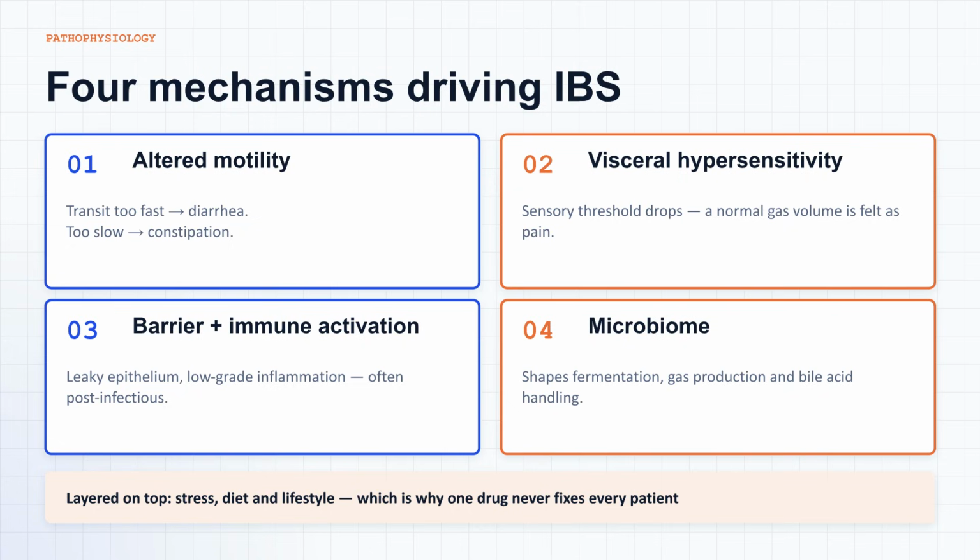Second, visceral hypersensitivity. A normal volume of gas is felt as pain because the sensory threshold has dropped. Third, a leaky epithelial barrier with low-grade immune activation, often beginning after an episode of gastroenteritis. Fourth, the microbiome, which shapes fermentation, gas production, and bile acid handling. Symptoms are also modulated by stress, by diet, and by lifestyle. These four mechanisms explain why our treatments look so different from one another. Notice that no single mechanism explains every patient.